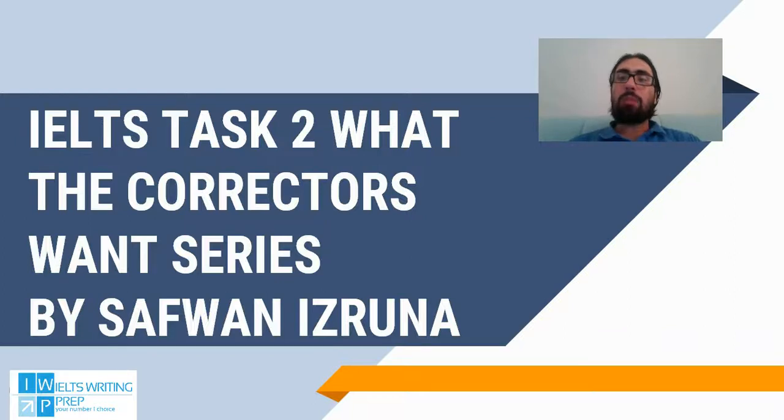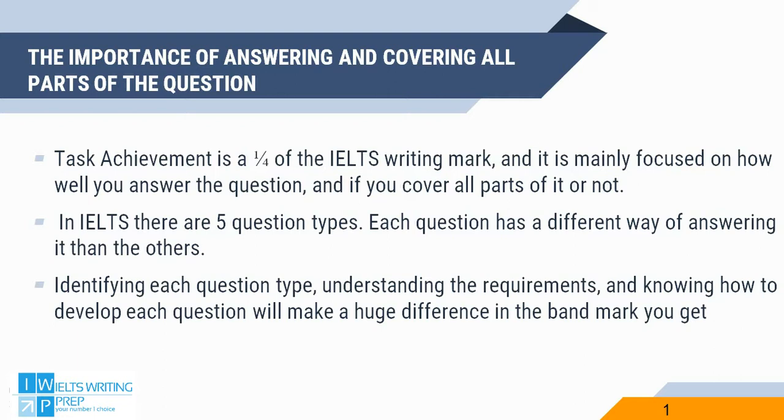Hi, I'm Safwan Izruna from IELTS Writing Prep, and today's lesson is going to be about the importance of answering the question and covering all parts of it. Task achievement is a quarter of the IELTS writing mark. The main focus of task achievement is how well you answered the question and if you covered all parts of it or not. There are 5 question types.